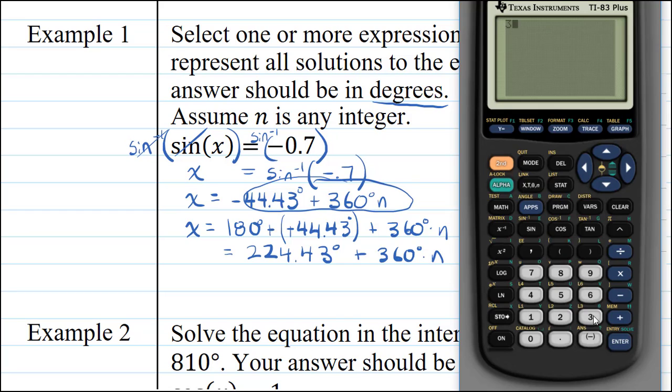So I'm going to do 360, well, actually it should be 224.43 minus 360. I should have just used my stylus. And it's negative 135.57. Let's write that down. Negative 135.57. And again, you can always add 360 degrees.